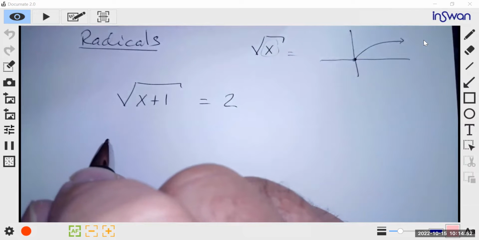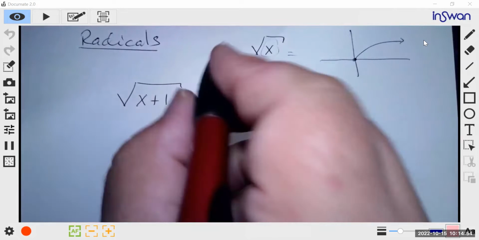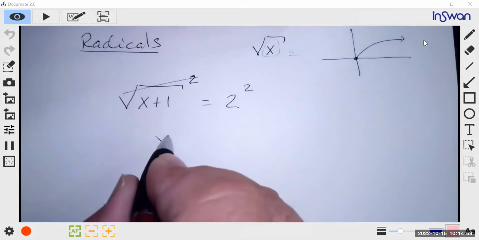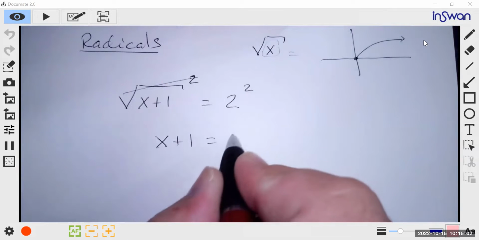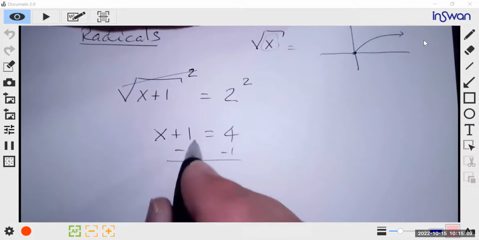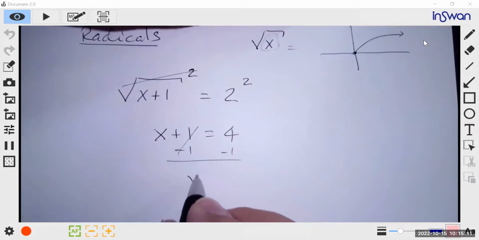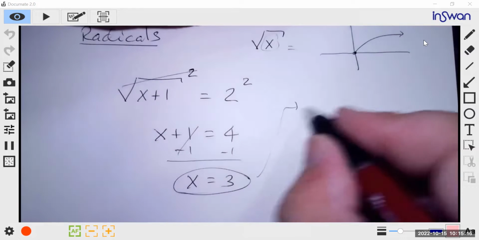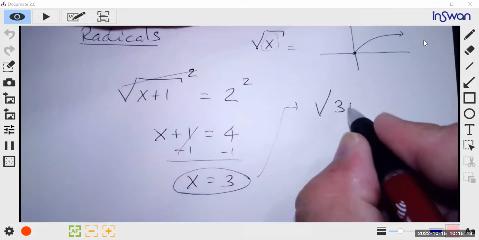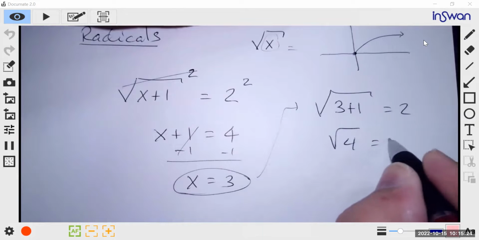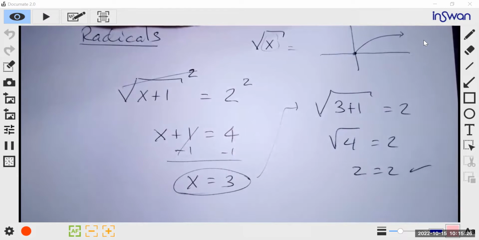No, you square, but you're very good. Square both sides. So the square root and the square cancel. 2 squared is 4. And subtract 1. And there's your answer. And if you check it, it works.